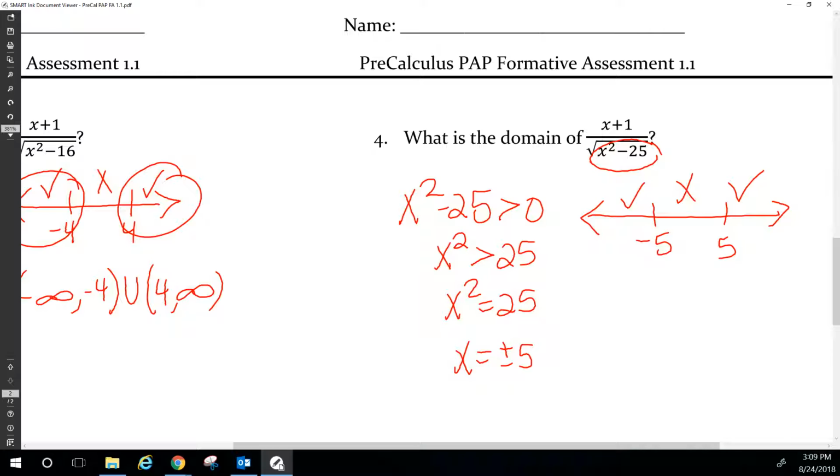So putting this one into set notation, I've got the set of all x's such that x is less than negative 5 or x is greater than 5 and x is an element of all of them.